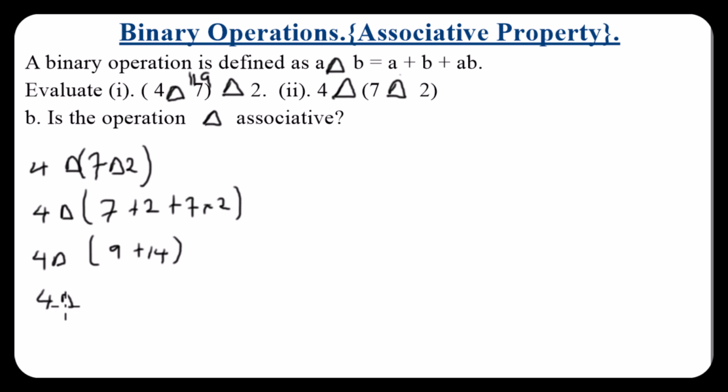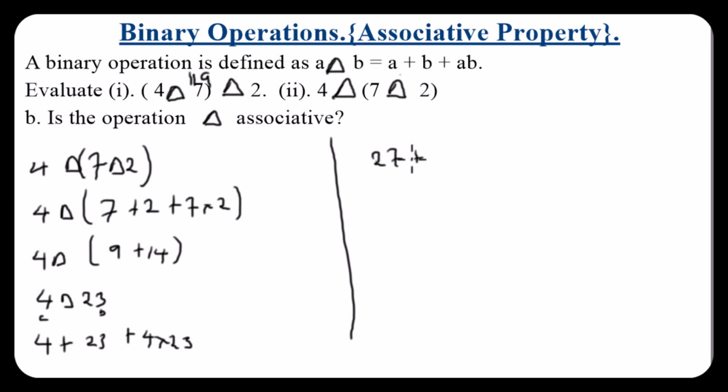So I have 4 delta 23. All right, again, this becomes my A, this becomes my B. So this becomes, again, 4 plus 23 plus 4 times 23. So 4 plus 23 gives us 27, plus 4 times 23, which gives us 92. And then adding both together, 92 plus 27, we have a total of 119.